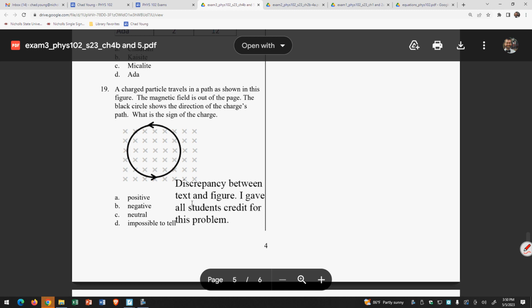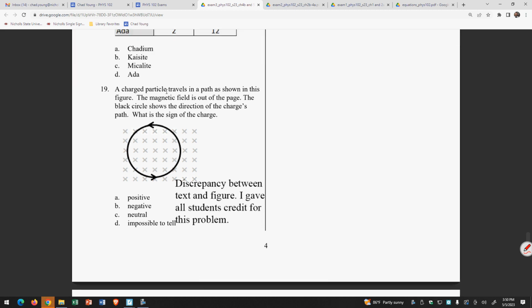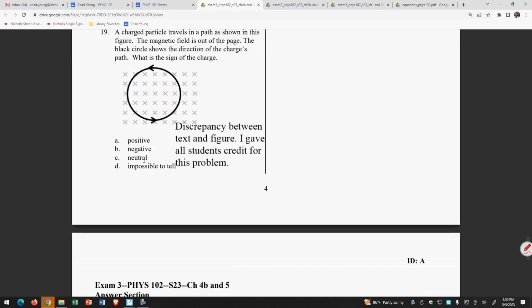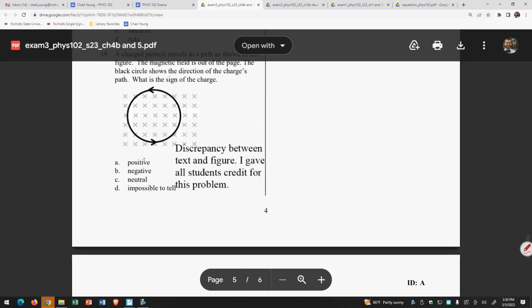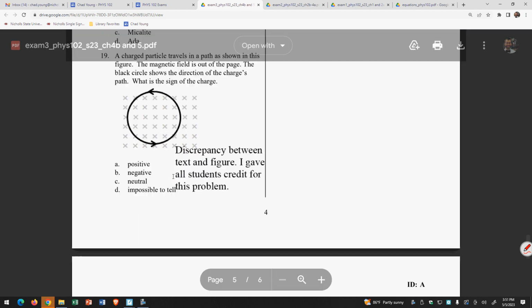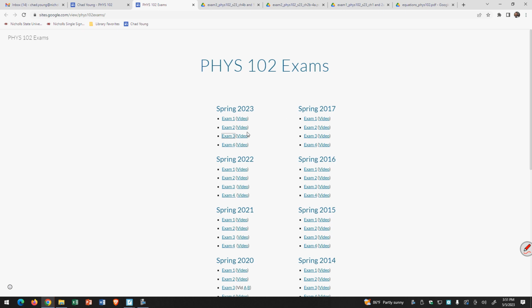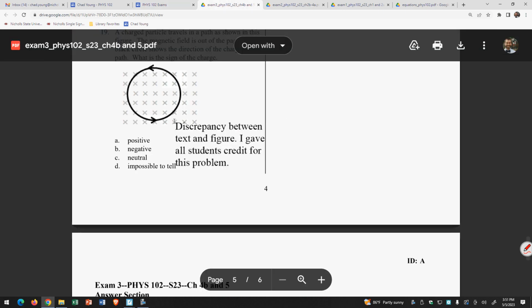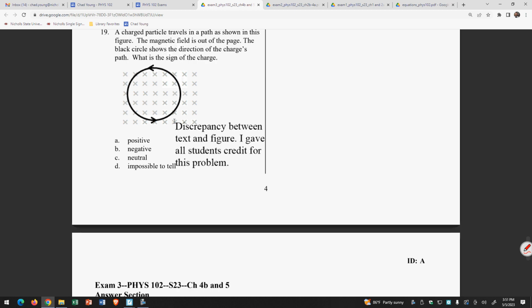Several students have asked me about this. I have this in the text, but there was a discrepancy between the text and the figure I gave everybody. I think the answer in the test takes the figure into account. The text says that the magnetic field is out of the page, but the figure shows that it's into the page. How would that affect it? It changes the sign, from positive to negative or negative to positive. We'll just answer it.